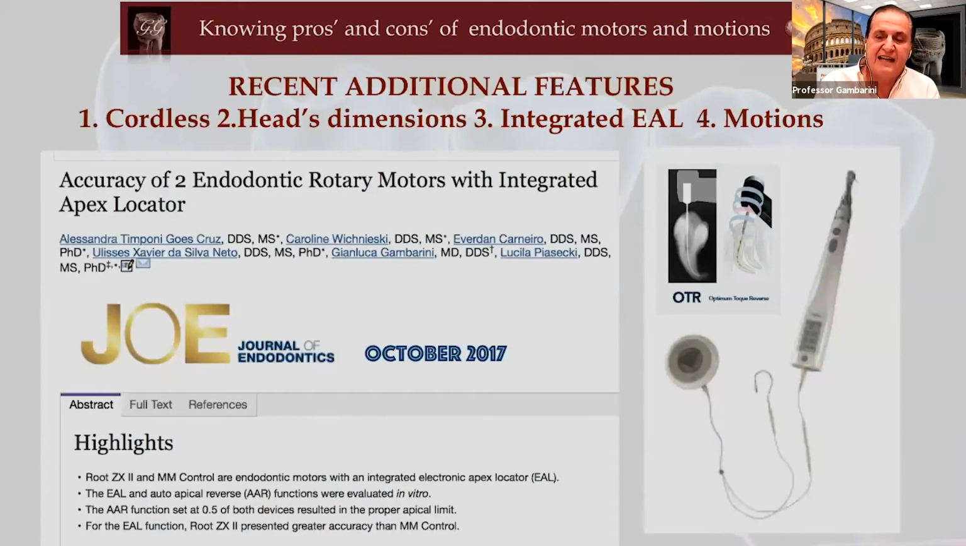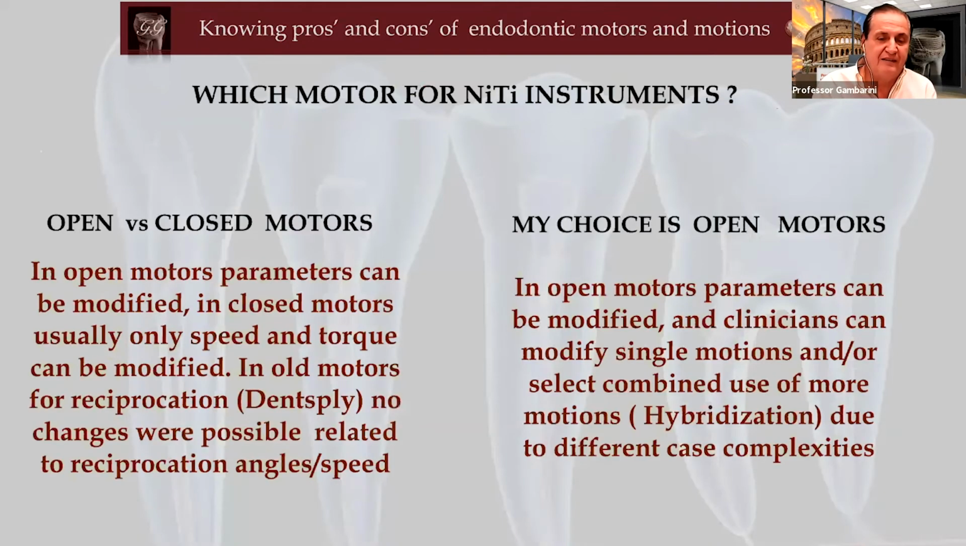What is more important is that nowadays you have a lot of additional features in your motors. You have cordless motors, you have endodontic motors with integrated apex locator. This is one from Morita, and we tested quite a lot of this kind of motor, very successful. You also have small head dimensions, and you also have new motions. It's quite complicated now to go through all these motions, but I like to use open motors in which I can slightly play and modify, and I have some options.